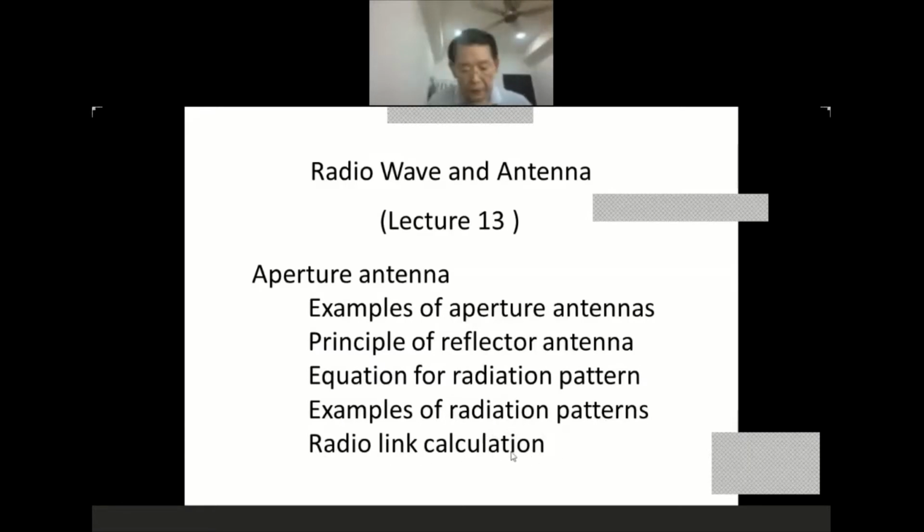Some of this I explained in the wireless and mobile communication course, so some content is repeated. So next.